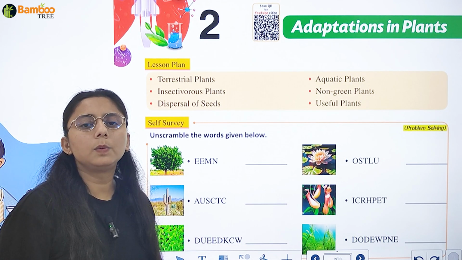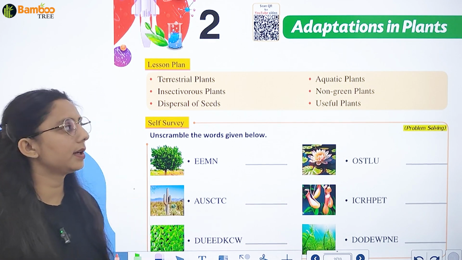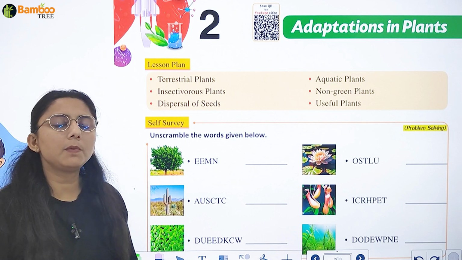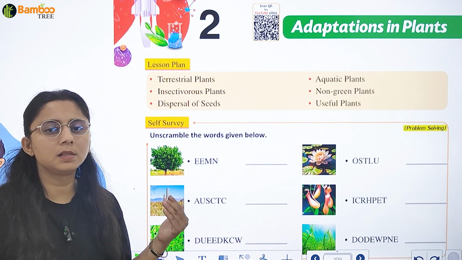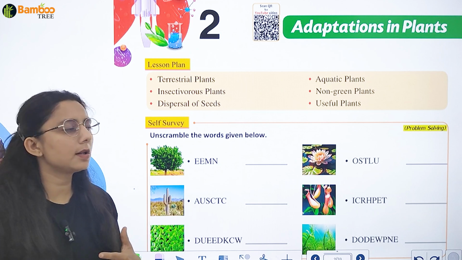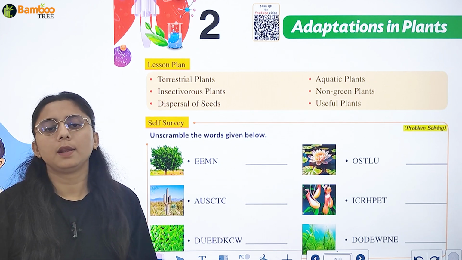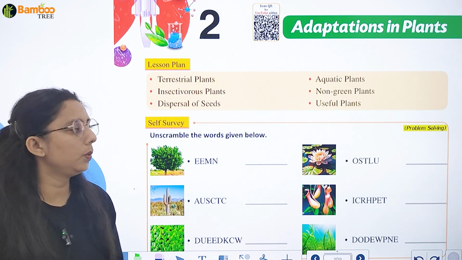Now today, let's start with chapter number 2, Adaptation in Plants. In this chapter, we will study about terrestrial plants, aquatic plants, insectivorous plants, non-green plants, dispersal of seed, and useful plants. There are some plants that are very useful to us.